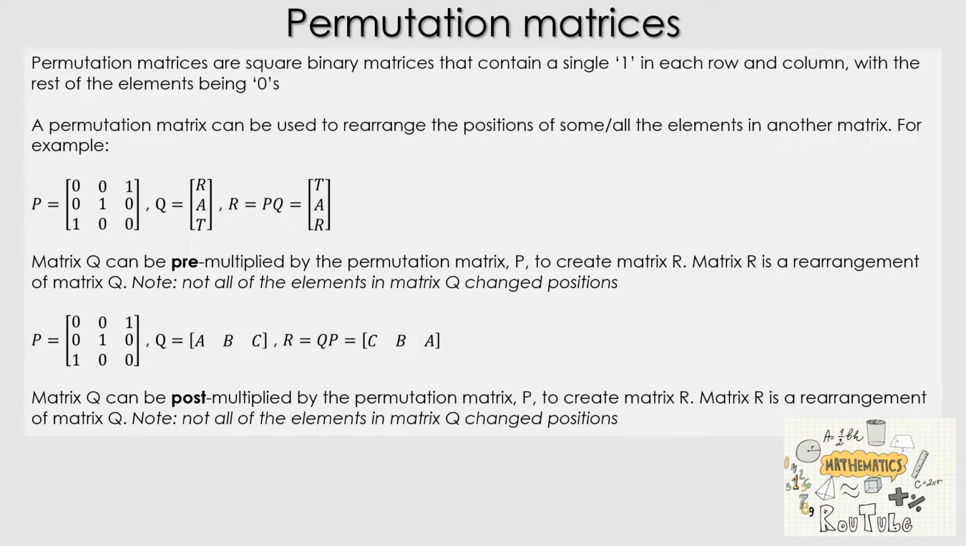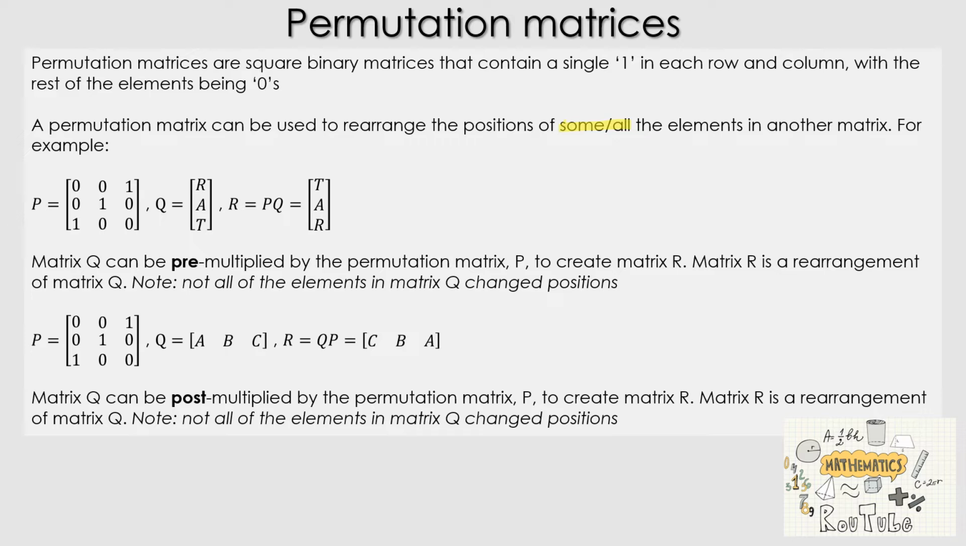Next, a permutation matrix can be used to rearrange the positions of some or all. So it's either some or all, and we'll touch on that in a second. So it rearranges the positions of some or all of the elements in another matrix. So let's have a look at this first example here.